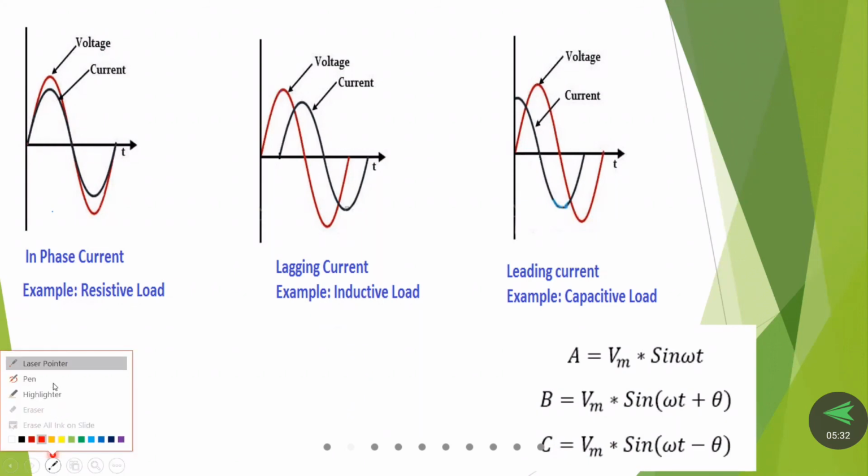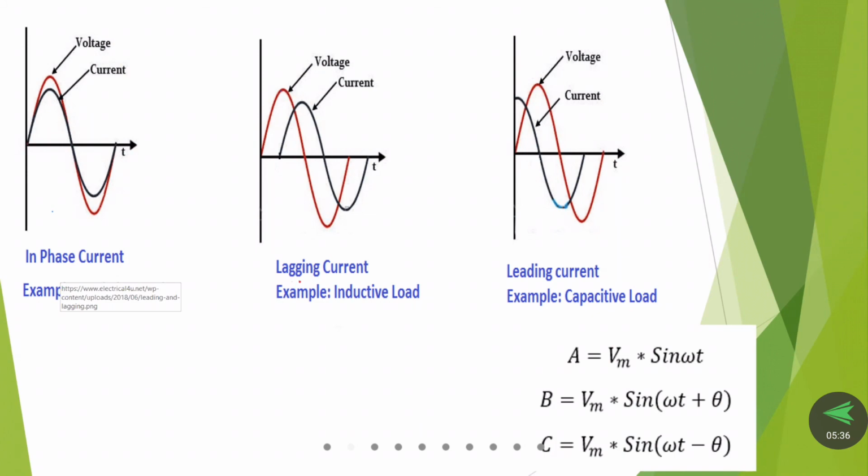So that is what we call in phase. Next, the second one is lagging. You can observe here: first the voltage waveform is started, and after it reaches 90 degrees, the current waveform will be started.